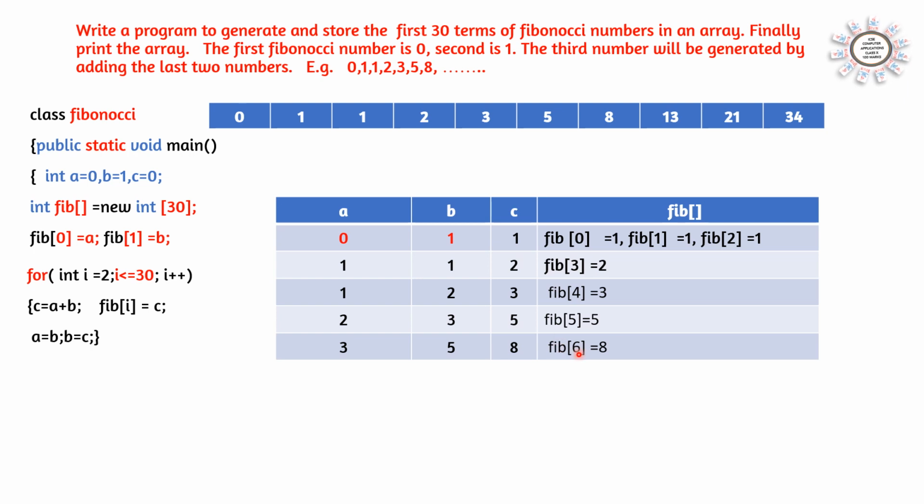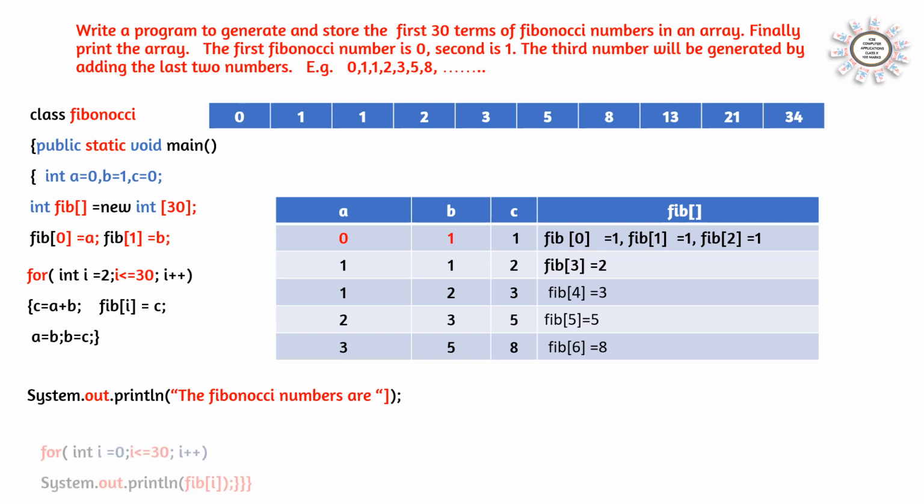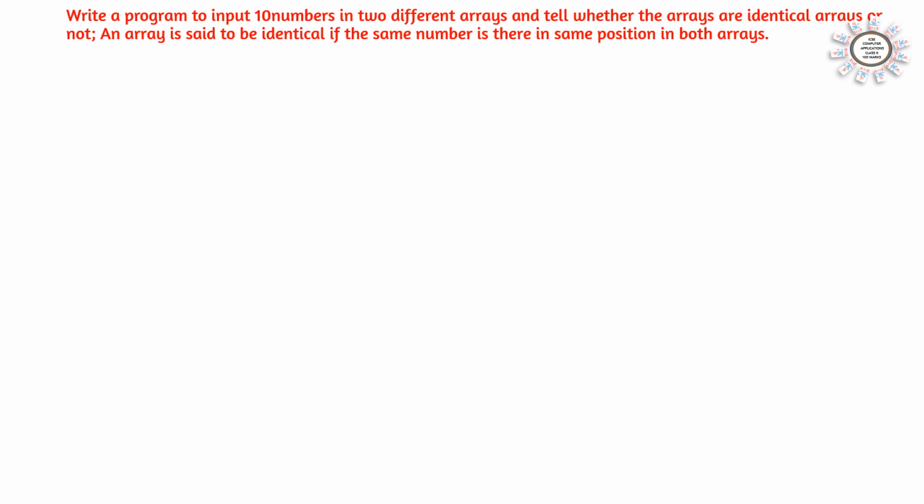So in this way we can store the first 30 numbers in the f array, and then we can do the printing. Here int i is equal to 0, i less than 30, i++, and System.out.println(f[i]). The numbers will be printed.